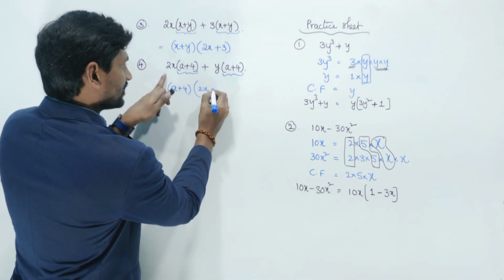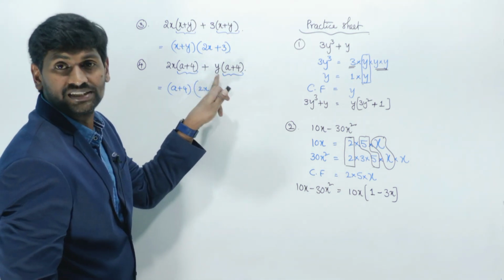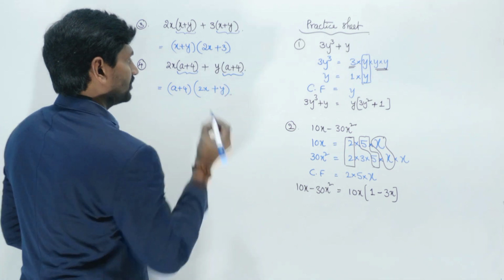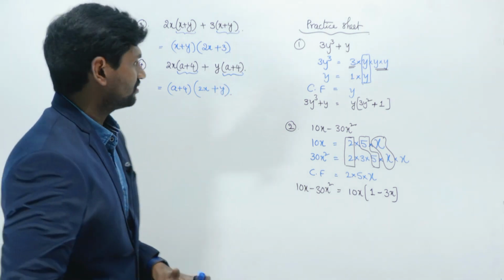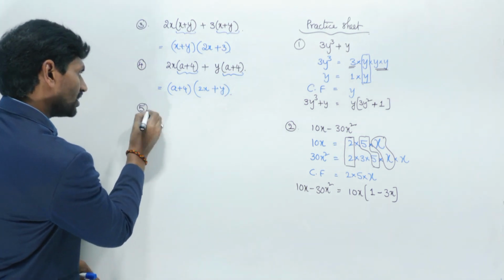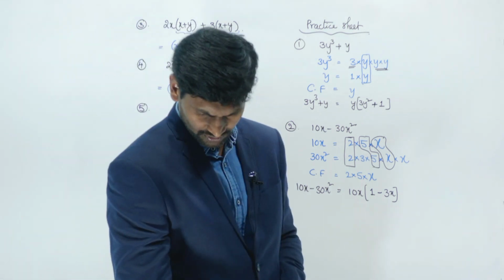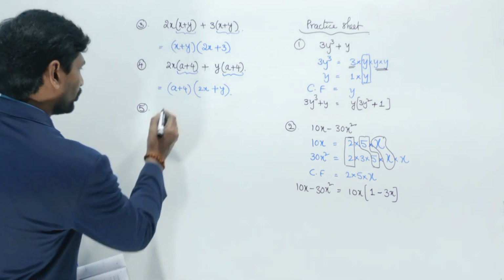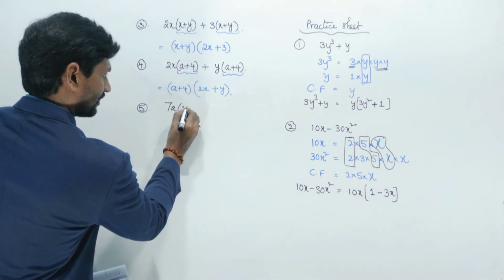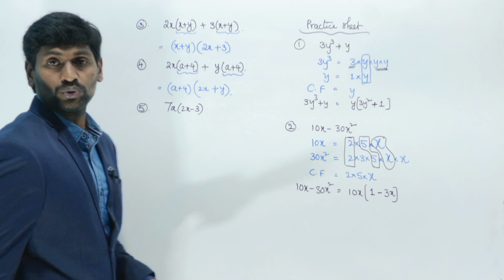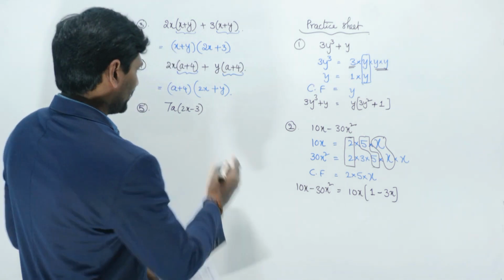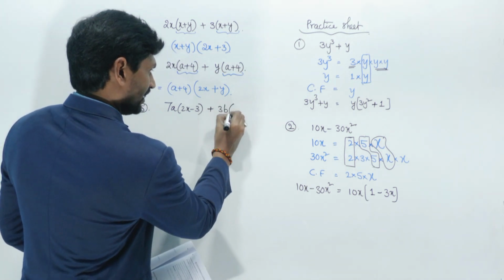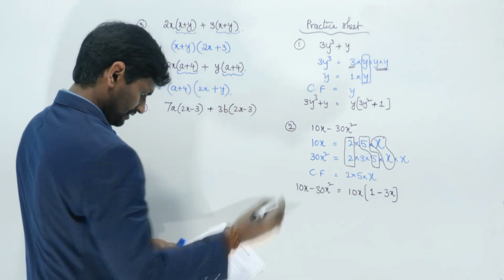In first term 2x is remaining, middle plus symbol. In second term y is remaining. That's it. That is the answer. Okay? Very good. So let us go to question number 5. The factors of 7a into 2x minus 3, 7a into 2x minus 3 plus 3b into 2x minus 3.